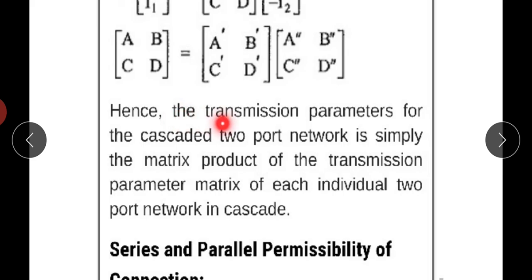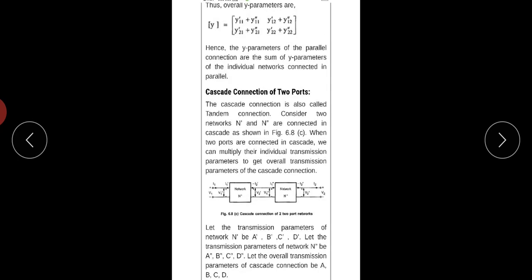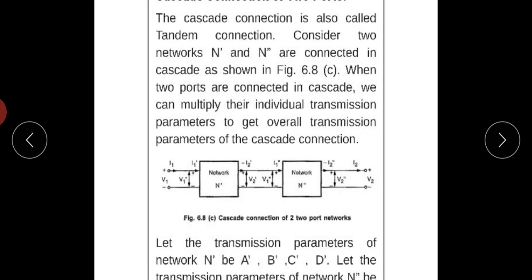Hence, the transmission parameters for the cascaded two-port network are simply the matrix product of the transmission parameter matrices of each individual two-port network in the cascade connection. So if we want to determine the total two-port network parameters, first we have to find the individual networks' ABCD parameters, and by multiplying the ABCD parameter matrices, we can determine the total network ABCD parameters.